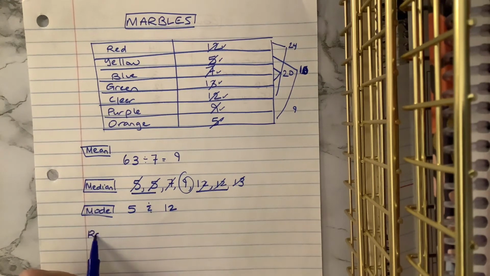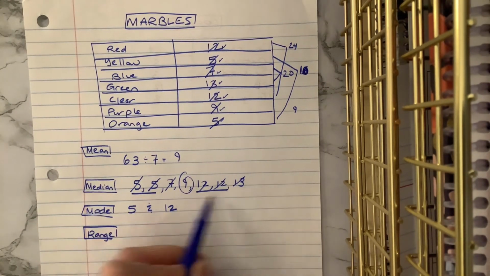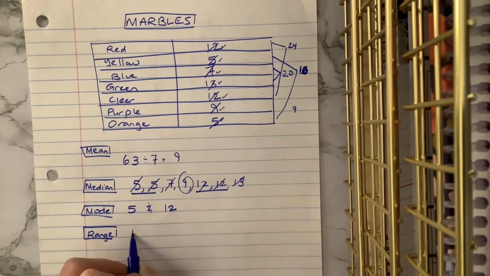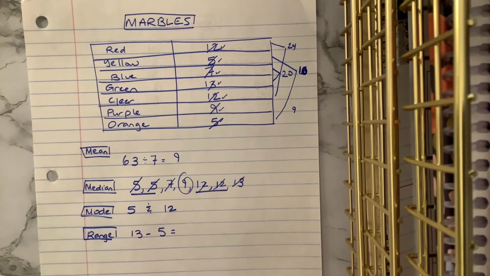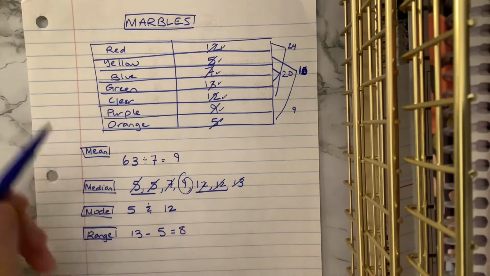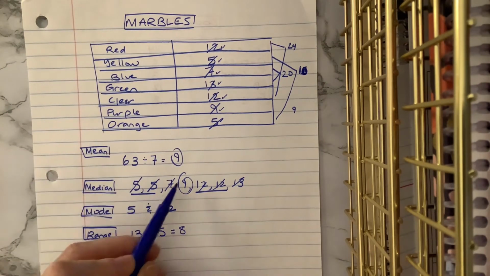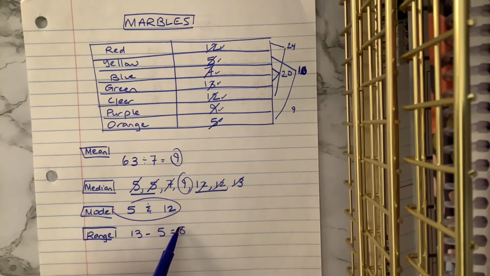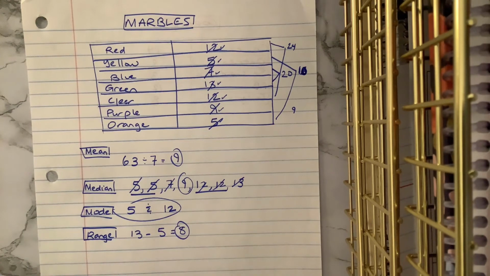And now range, you're going to subtract. You're going to look at the greatest and the least and do your subtraction. So actually, this list is kind of nice as well because you know the greatest and the least. So 13 minus 5, and what do we get? 8. So we see this is our mean, median, modes, and range.